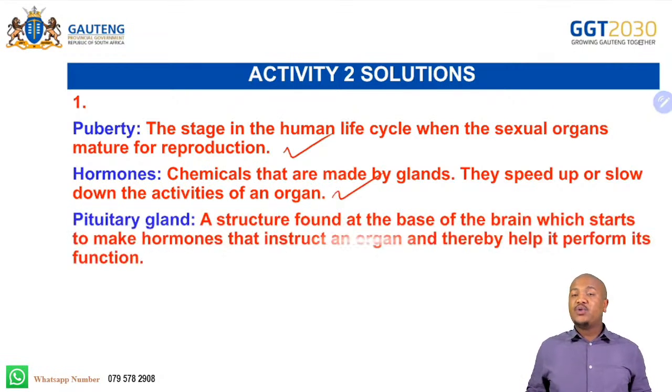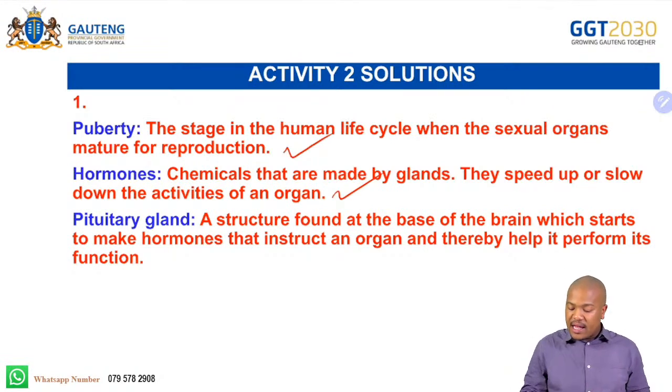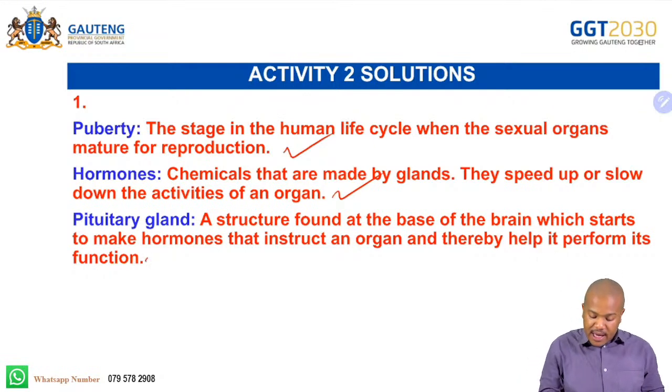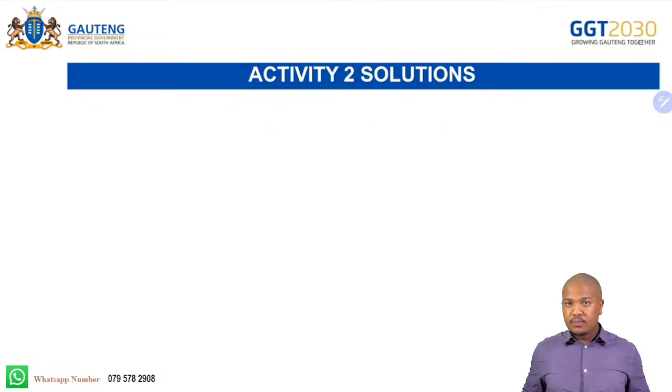Then, pituitary gland. We said that it is a structure found at the base of the brain which starts to make hormones that instruct an organ and thereby help it perform its functions. That's all for number one. Let's move on to number two.